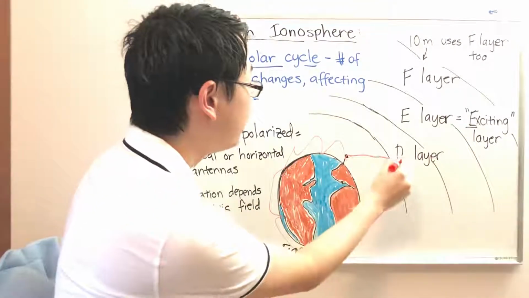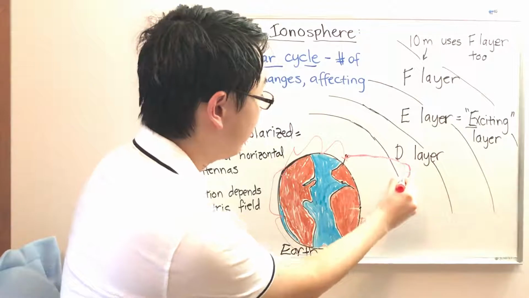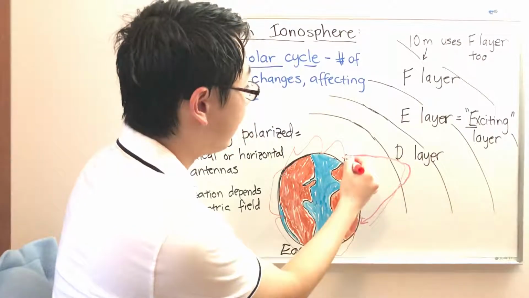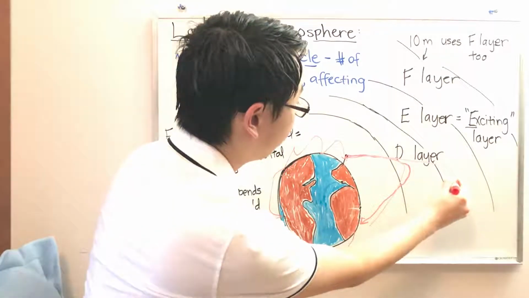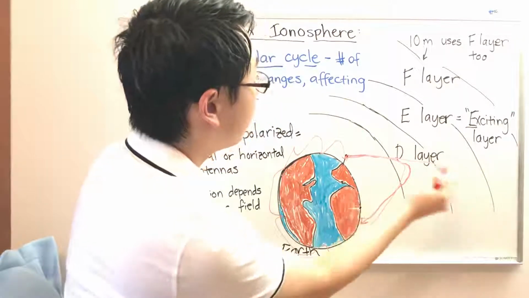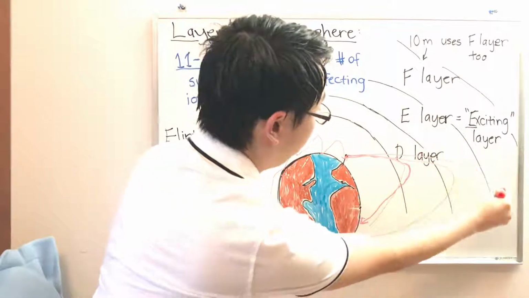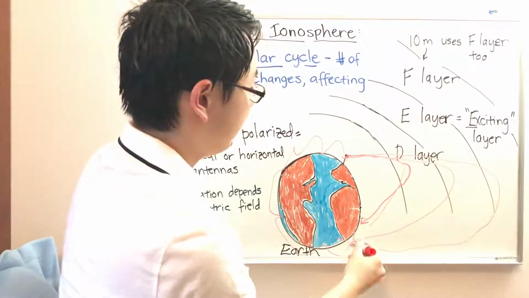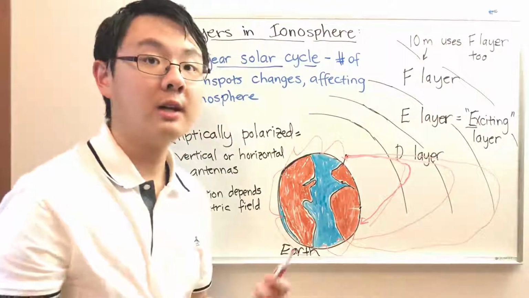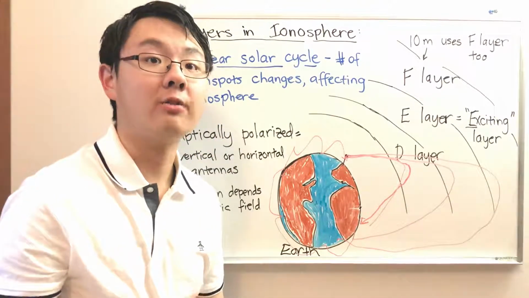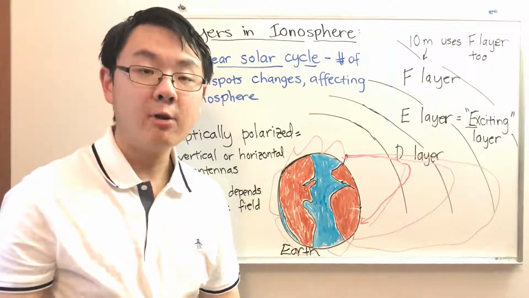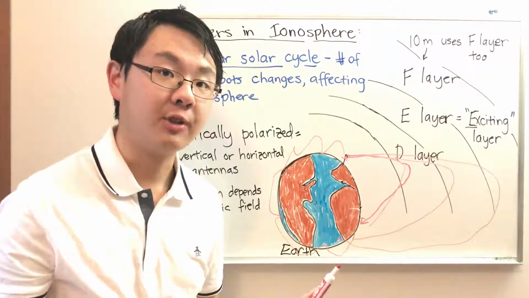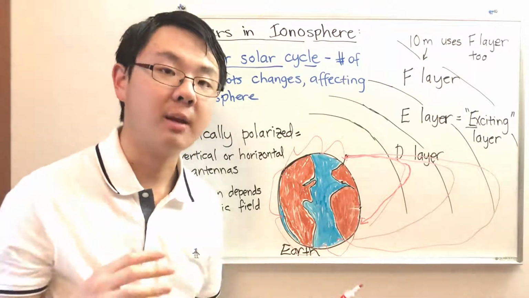So here we have the D layer, so the signal might bounce off the D layer and go back. We also have the E layer. The signal can bounce off the E layer and bounce back even farther. And we even have the F layer, and it comes back and it bounces all the way over to there, say. So there are a lot of different layers in the ionosphere. Now, usually the ionosphere reflects HF signals, the high frequency 3 to 30 megahertz signals.